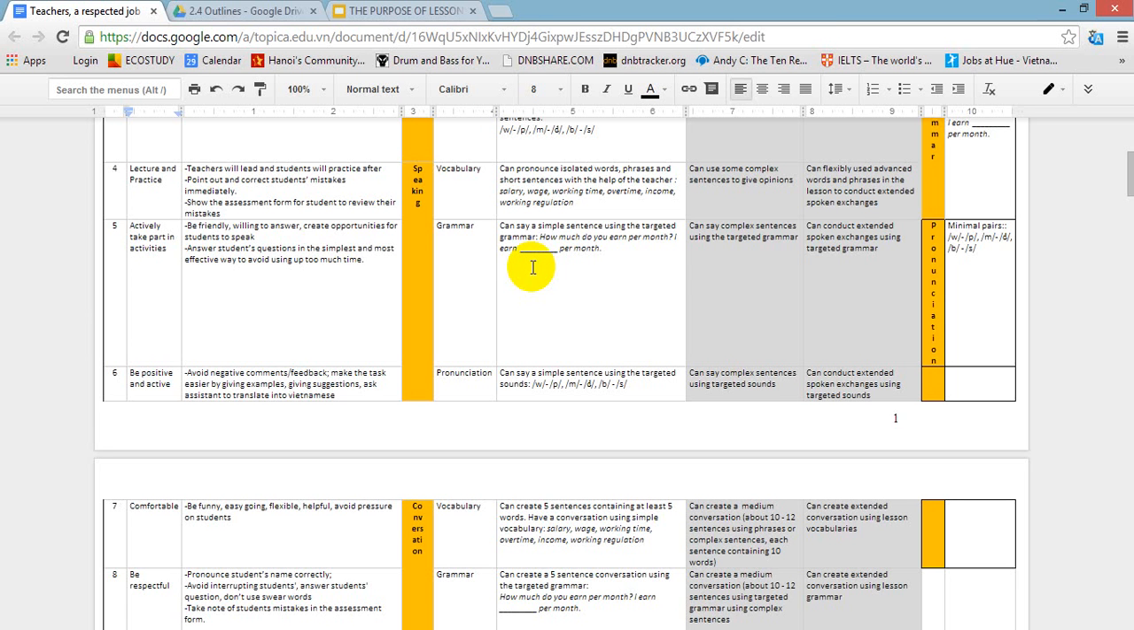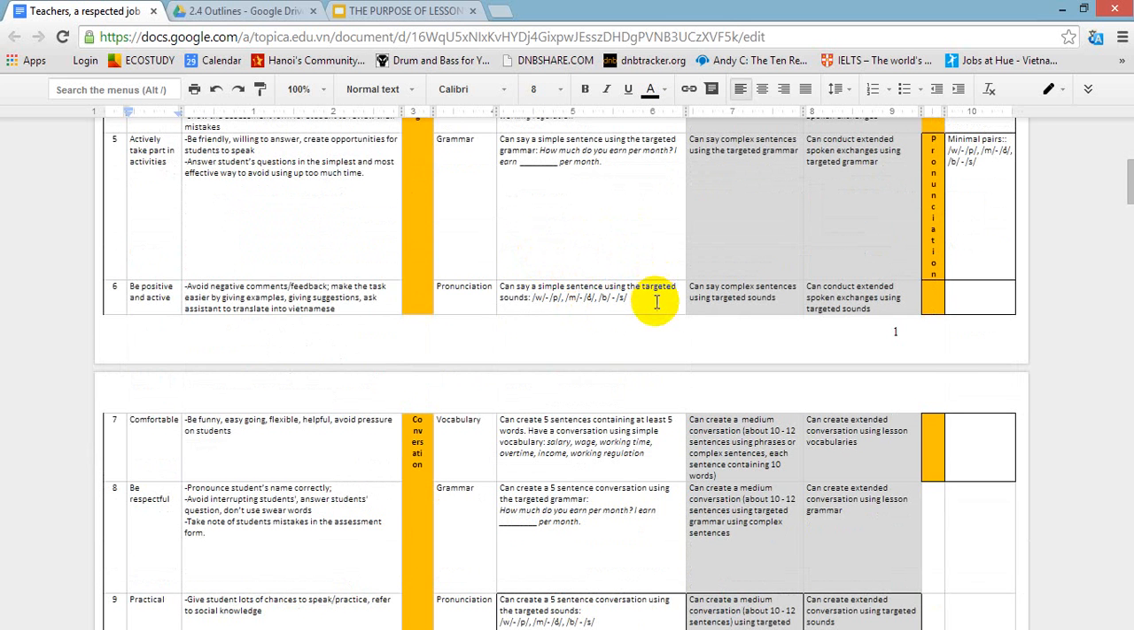For the grammar, the basic students will need to be able to say the simple sentence structure, so the one structure of the day. And the intermediate students will need to be able to make some more complex and longer sentences using the more difficult grammar of the day. Finally, the pronunciation: the basic students will have some easier sounds to pronounce, and the intermediate students will have more difficult sounds to pronounce.